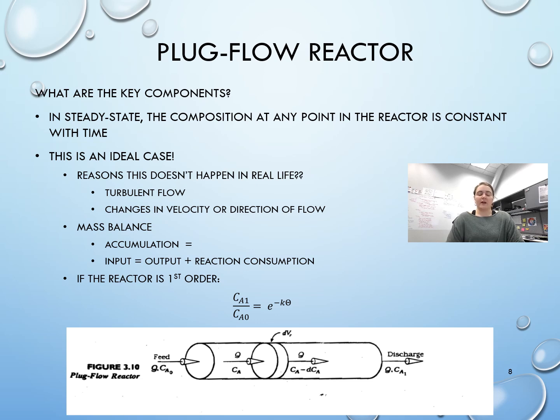Another type of reactor that we care about is a plug flow reactor. This is important in water and wastewater treatment because many times we have distribution pipes. We have them for sewers, we have them for drinking water. In steady state, the composition at any point in the reactor is constant with time. So remember from your flow pre-lecture that you have that plug of fluid and it moves through over that amount of time, and the composition is constant.